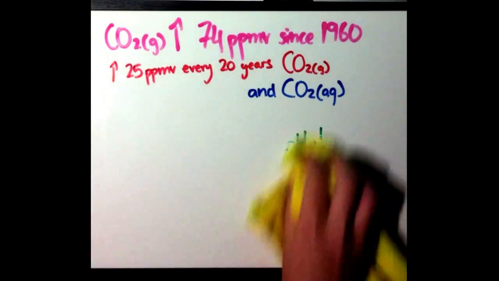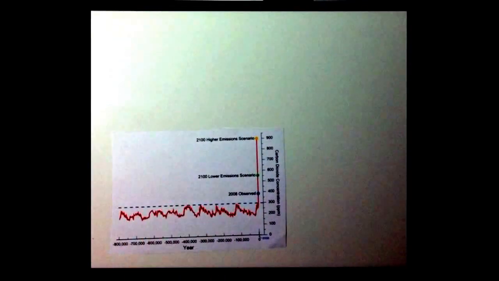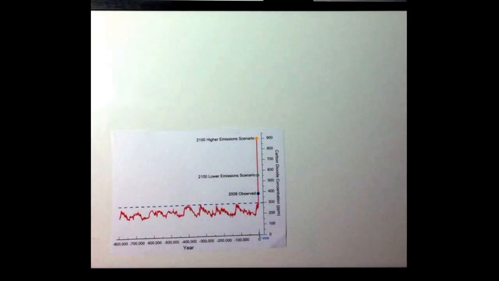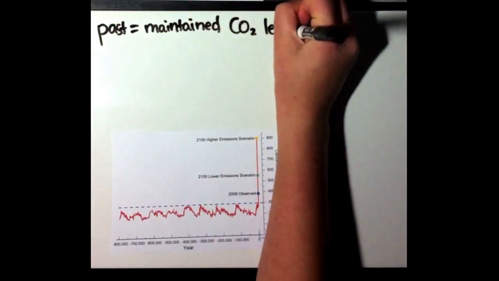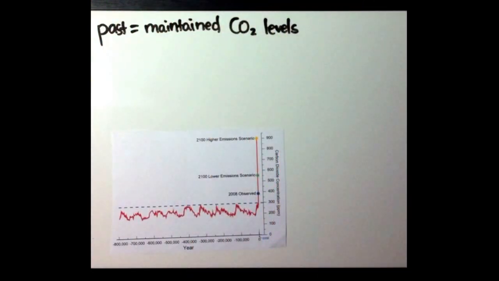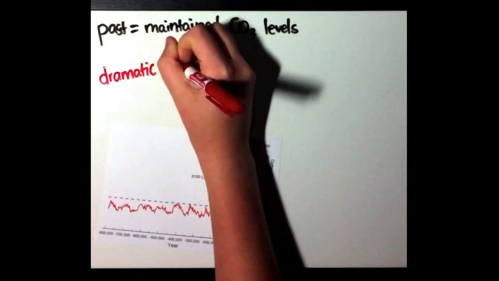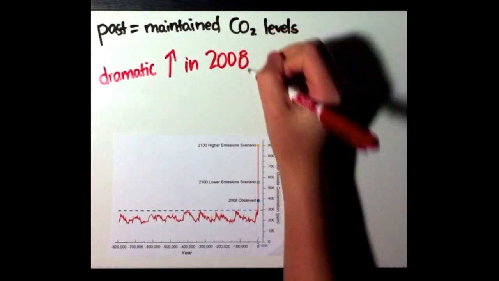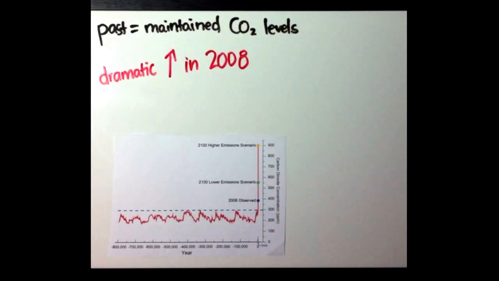The rapid rate of increase of CO2 and decrease of pH has only been seen in the past 60 or so years. This becomes obvious when we look at this carbon dioxide concentration graph. In the past, the carbon dioxide levels have been maintained pretty well, but since 2008 and earlier on, the level of carbon dioxide has risen dramatically. Therefore, it has only been within the past decade that we have realized how much of a detriment carbon dioxide really is.